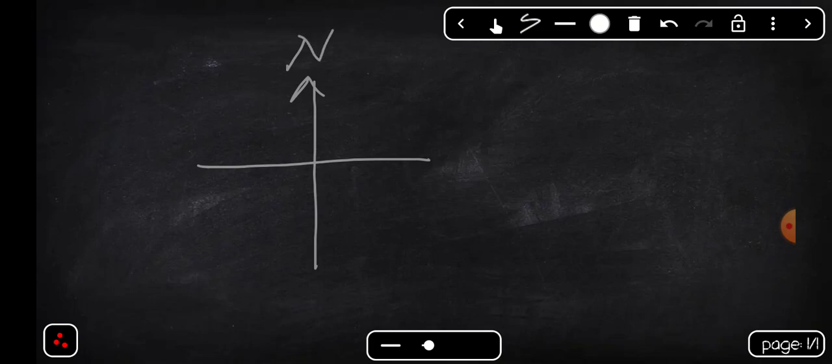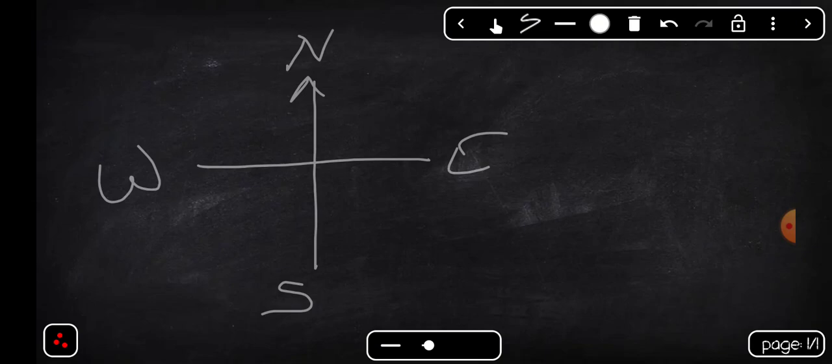This is the blackboard. As we know, in a map, the upper position of the map will be north. In every map, the upper position is north, and this is the south. The opposite of north is south, the right side is east, and the left side is west.